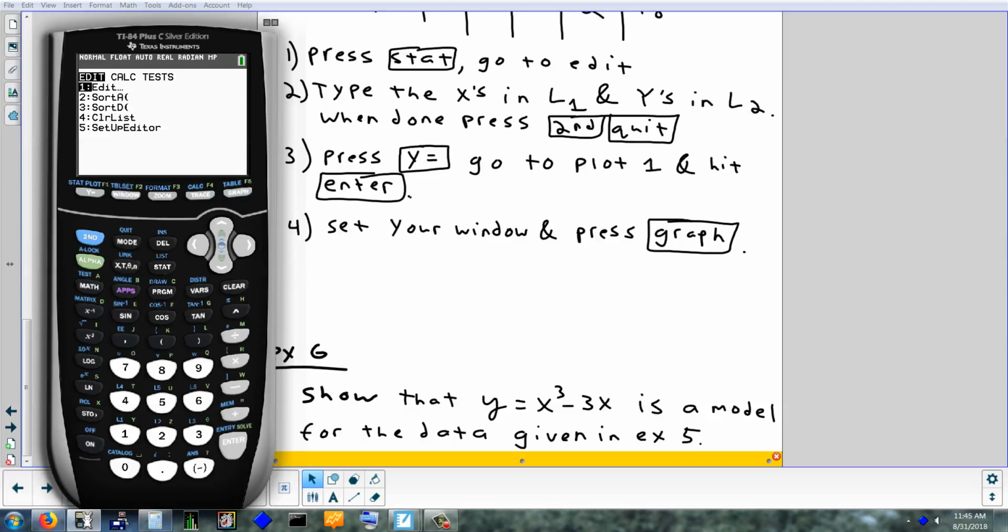You know what? Yeah, we'll do it this way. Go to stat, go to edit. Now, don't highlight L1 and L2. Just highlight a number like I have, and then just press delete. Just press it 8 times or whatever until you get rid of all of them. Okay, and then highlight the numbers in L1.